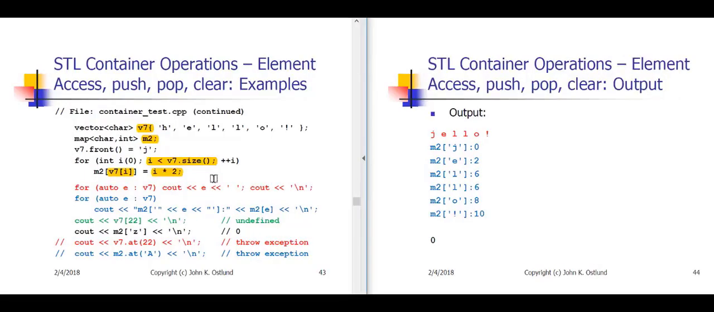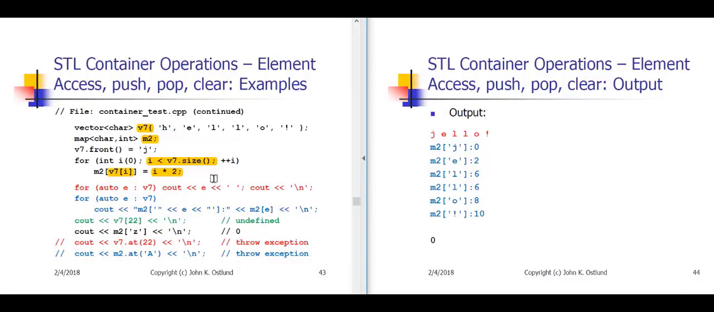The second time through the loop, i's value will be 1. v7 sub 1 is little e. m2 sub little e doesn't exist, and consequently a pair with key little e and value 0 is created in m2. I get back a reference to the value part, whose current value is 0, but I'm assigning 1 times 2, which is 2, in place of that 0. So now I have an entry in m2 with a key of little e and a value of 2.